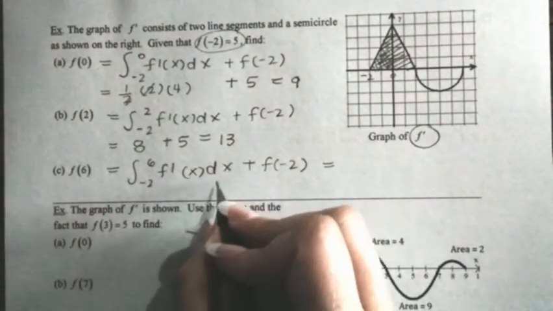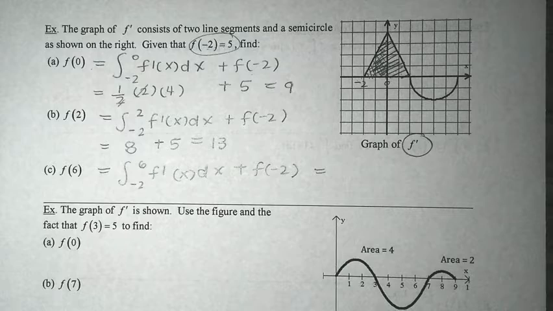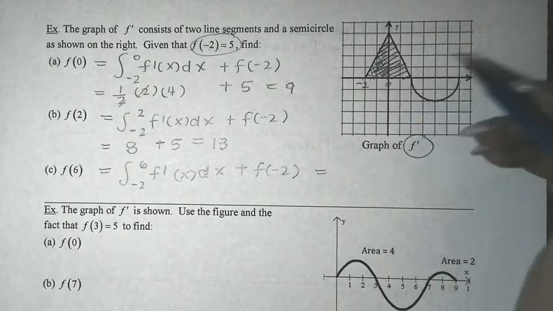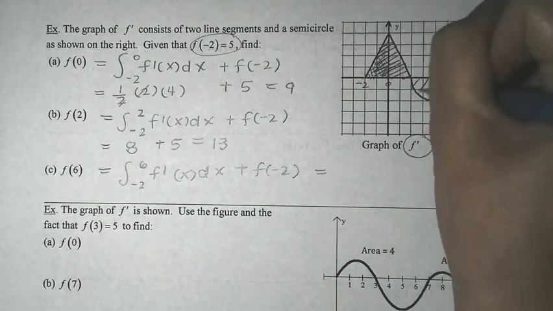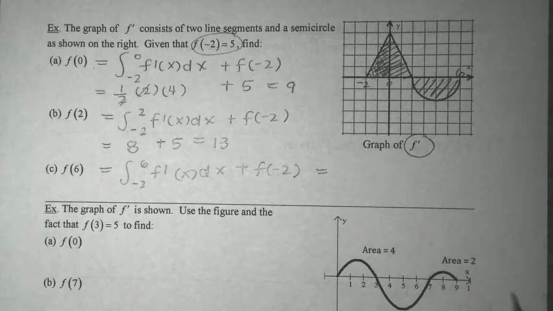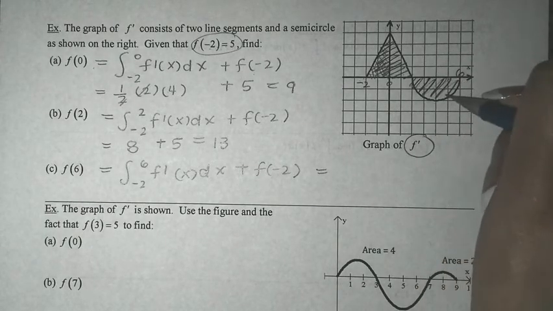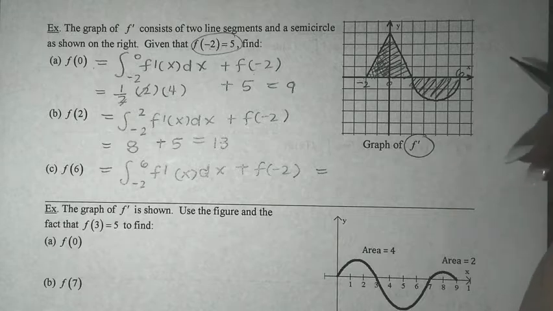Well, this one is going to be different. Why is it going to be different? Because you are going to look from negative 2 up to 6. So you need to take into account that semicircle that we have here. Now watch out with that semicircle. Why? That semicircle is below the x-axis.